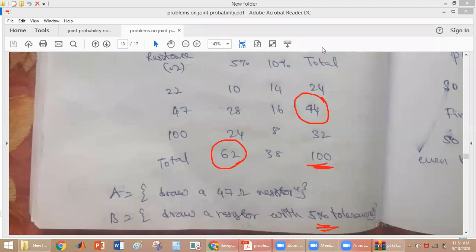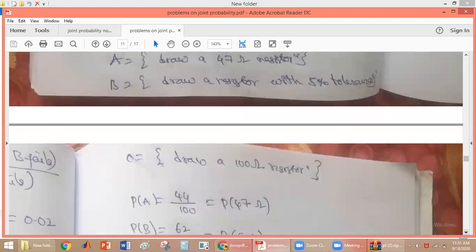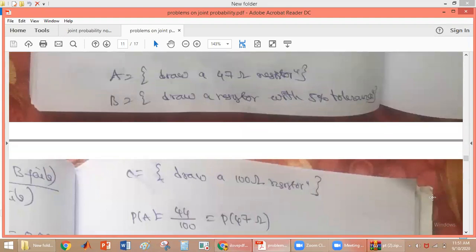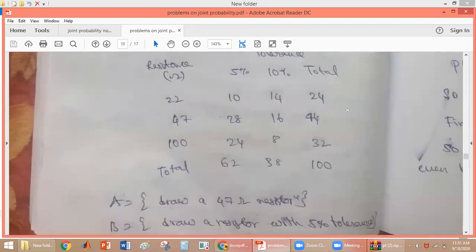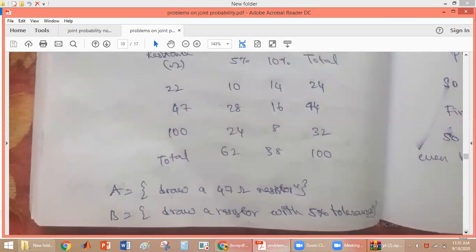What is first event? Draw a 47 ohm resistor and draw a resistance with 5% tolerance. Okay. Now C is also defined as draw a 100 ohm resistance. What is the probability of C? Can you tell me? What is probability of C? It is 32 by 100. Okay. So probability of C is 32 by 100.